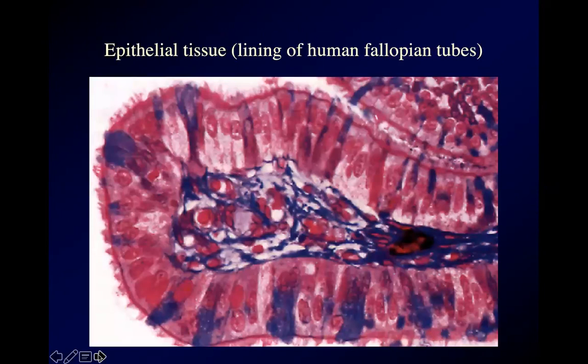Just a sample here. This is a slice through a human fallopian tube looked at under the microscope. These are the tubes that convey eggs from the ovaries to the uterus.